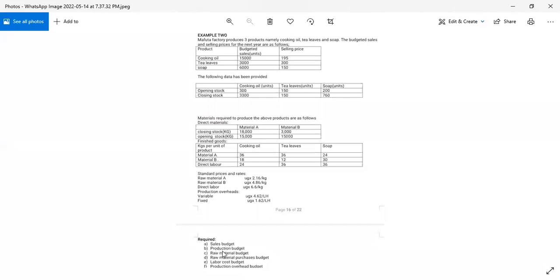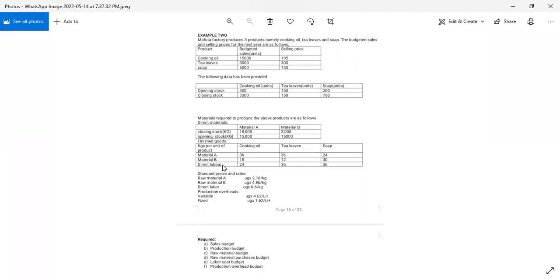If I go to the labor cost budget, someone who asked for the production cost budget, this is how it comes about. You're supposed to find the raw material cost budget, then the labor cost budget, and then the production overhead cost budget. The three make the production cost budget. So labor cost budget is still dependent on the number of units produced.